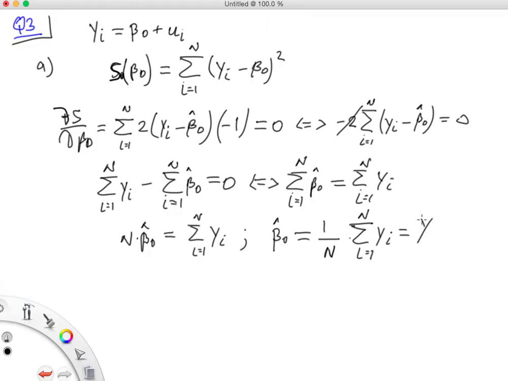This is y hat, the sample mean of y. So beta 0 is equal to y hat, and that's the solution to part A of question number 3. Now question 3 has this part B. Question B says, show that in this case, R squared is 0.